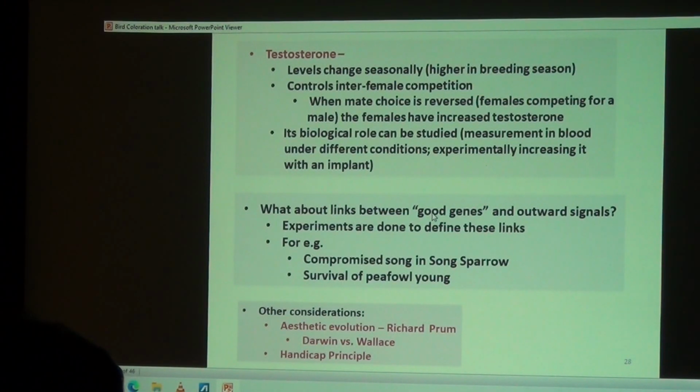The handicap principle states that only birds in good health have enough metabolic energy to produce all this ornamentation and these exotic signals and plumage and so on. That's basically saying if you have these traits and they're elaborate, you're in good health, so the female will like you. Now, this aesthetic evolution, of course, there's no need for any of this other stuff. They just say, oh, it's an aesthetic choice the female is making.